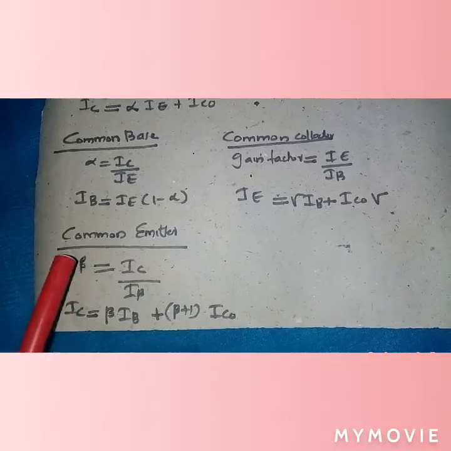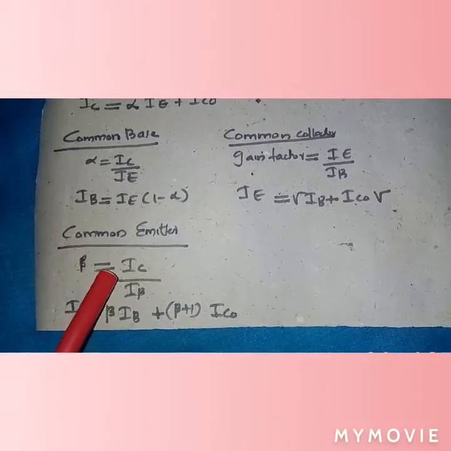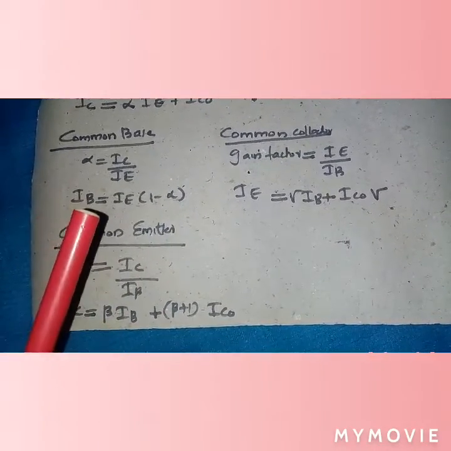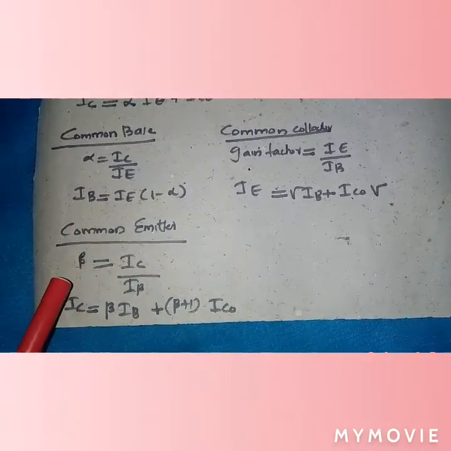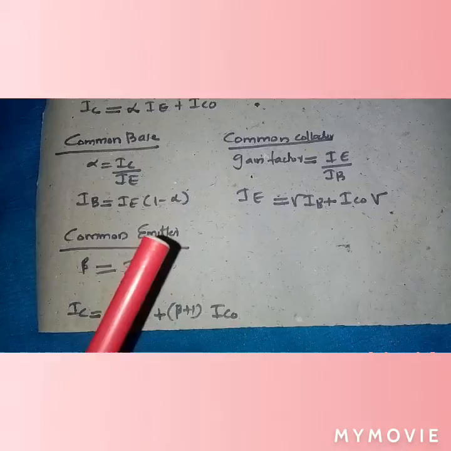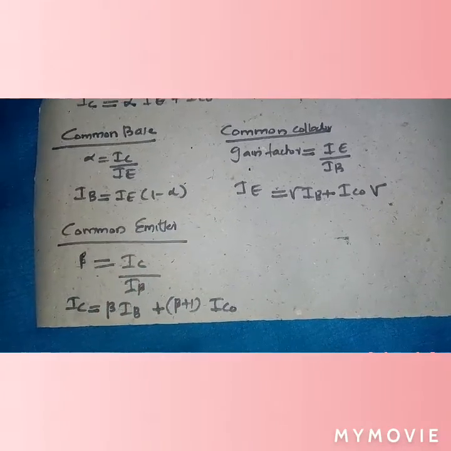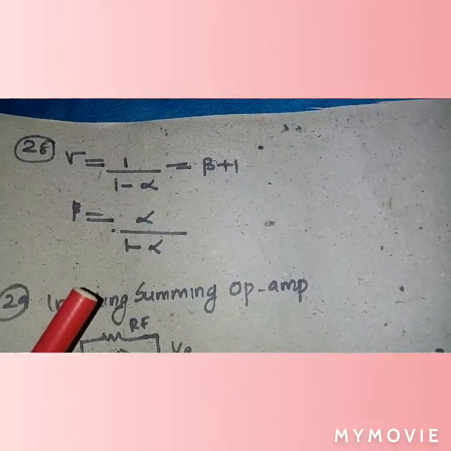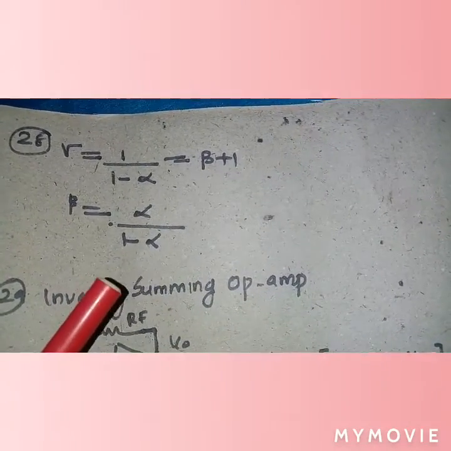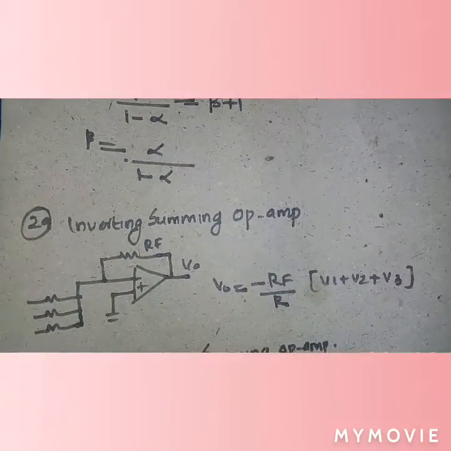Gain factors in common base, common collector and common emitter biasing: common base alpha is equal to IC by IE, common emitter beta is equal to IC by IB, common collector gamma is equal to IE by IB. The relation between gamma, beta and alpha: gamma is equal to 1 by 1 minus alpha, that's equal to beta plus 1, and beta is equal to alpha divided by 1 minus alpha.